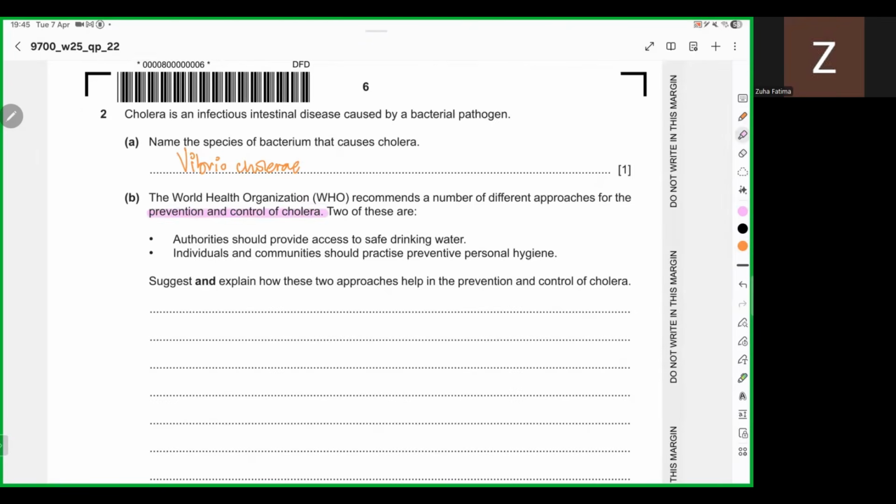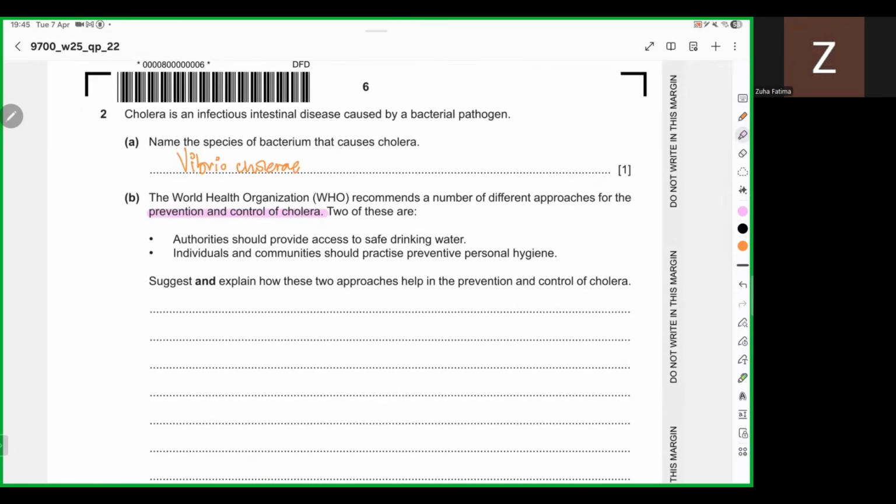Now, cholera is transmitted through the fecal oral route. If we are drinking contaminated water, it is likely that we ingest the cholera bacterium, and therefore drinking safe water would prevent the entry or the ingestion of Vibrio cholerae within our system.